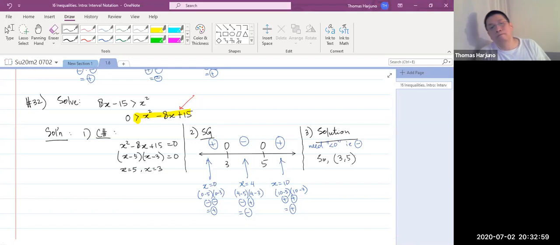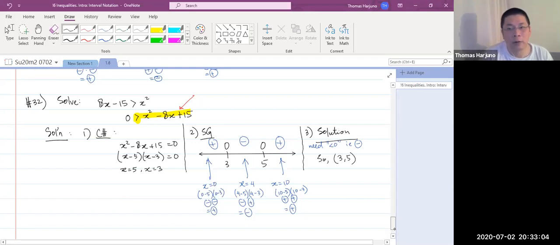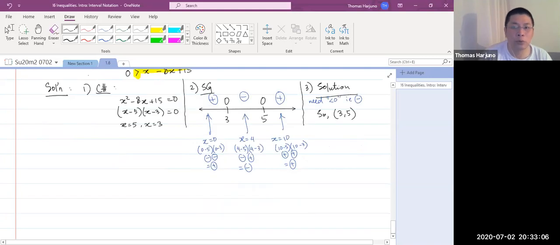Okay, now that's the foundation. From here, I will do, let's say, 3 problems. Instead of dealing with just quadratic inequalities, let's go on to higher degree. Let's say question number 28.